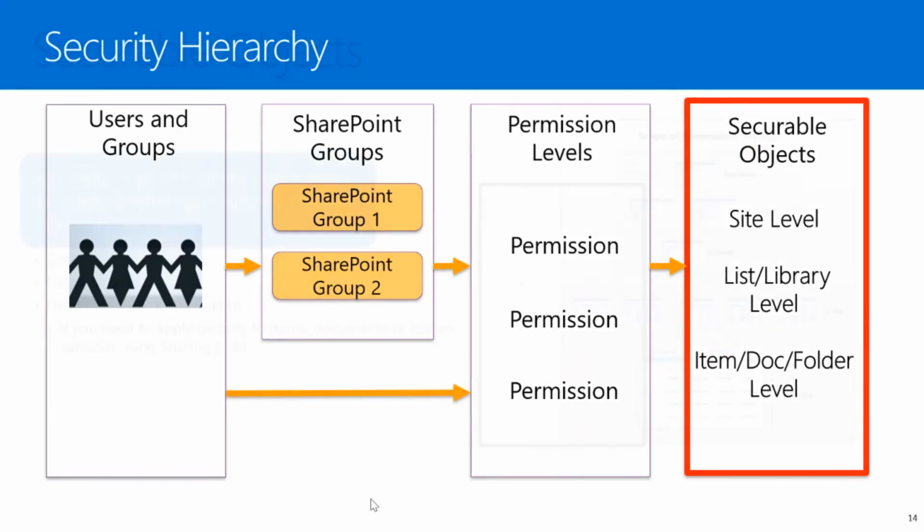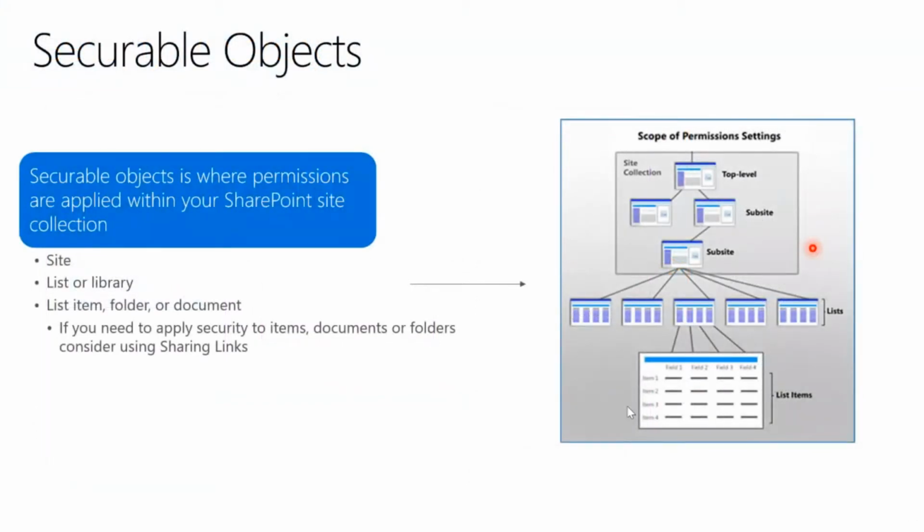All right, let's look at what securable objects are. Securable objects are the actual objects on which the users or groups of users are assigned permissions. We just looked at this a while back. So what are these objects and why are we calling them securable objects? These objects can be anything from site collections to subsites to lists or libraries. They can be items, documents, folders. All of these are various objects within SharePoint.